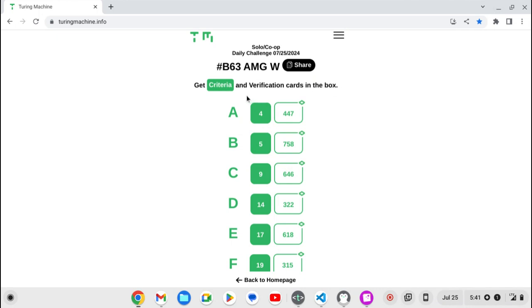So today's puzzle uses the following 6 criteria cards: criteria card 4, 5, 9, 14, 17, and 19. And the puzzle uses the green verification cards. The code above is your way to get more information on today's puzzle by searching the code on turingmachine.info. Let's go solve.